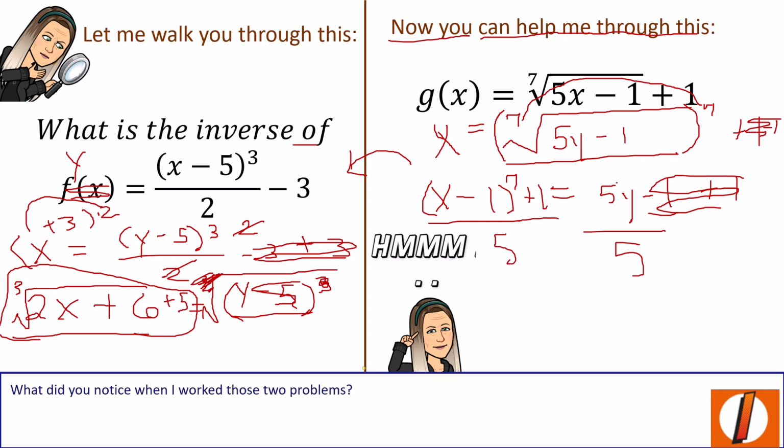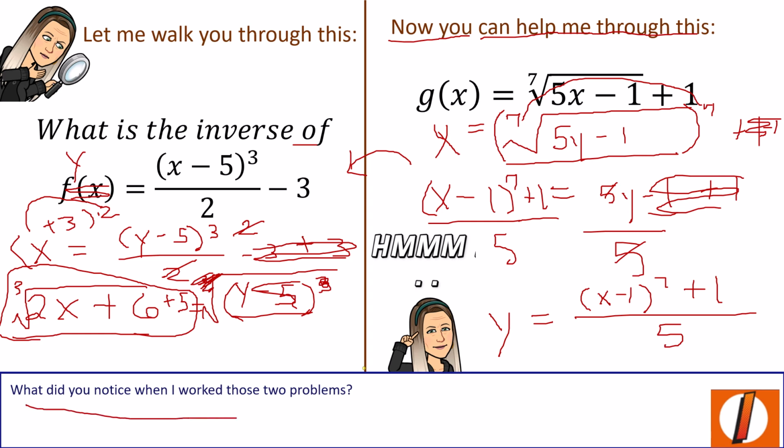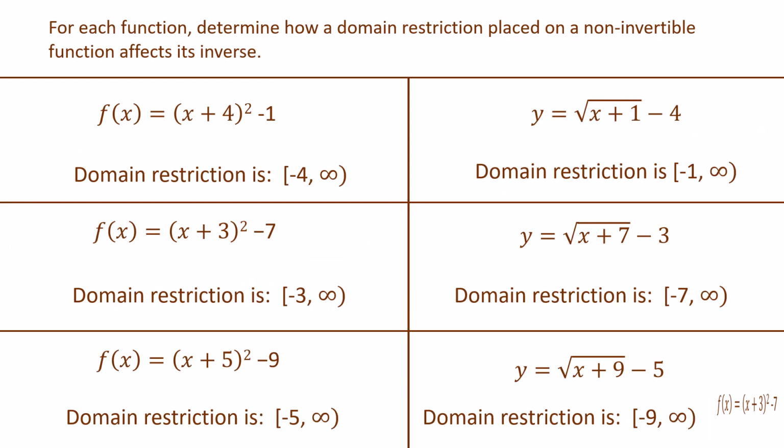Divide everything by 5. So now finally, let me flip this around, is we have y equals x minus 1 to the 7th power plus 1 over 5. All right, what did you notice when I worked these two problems? Okay, we're going through the same steps that we did last year to undo the operations that we have in our original function to get our inverse.